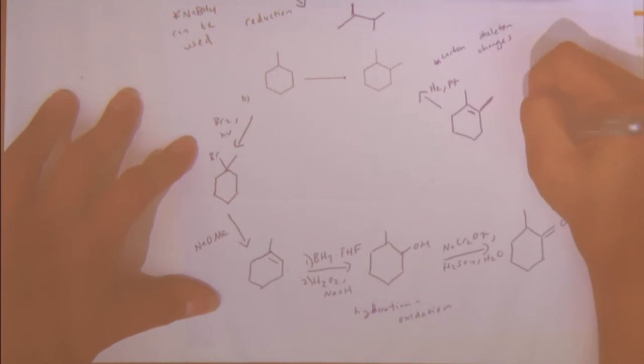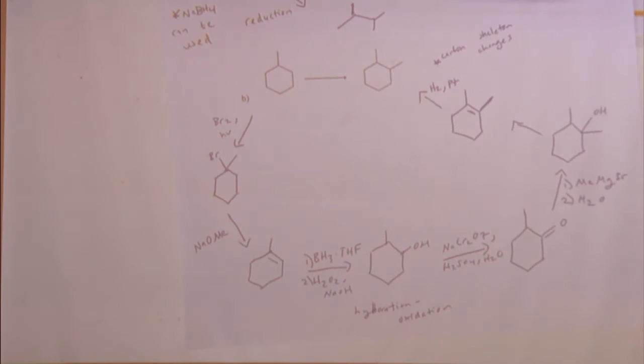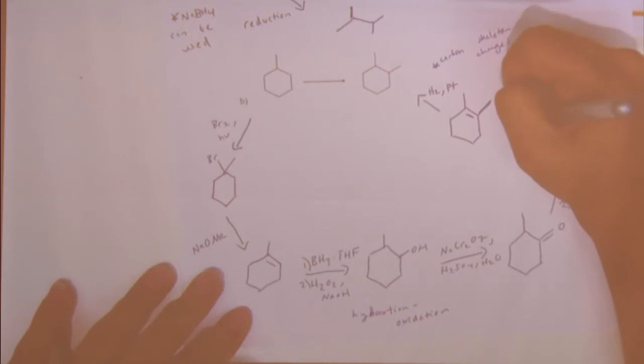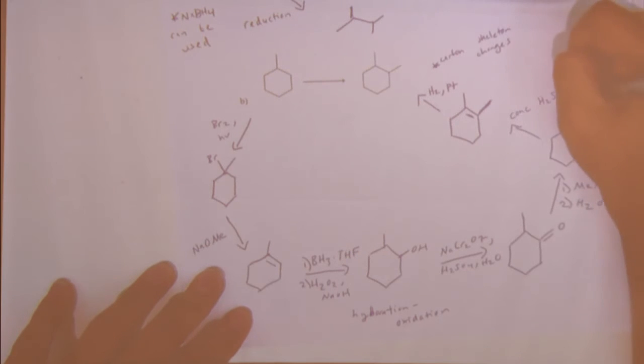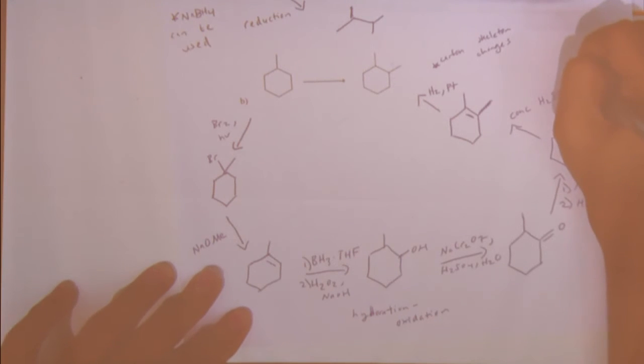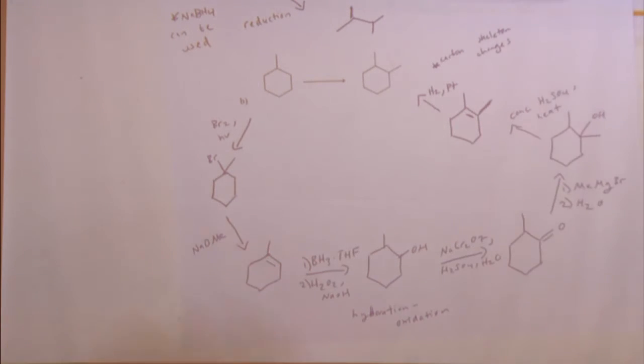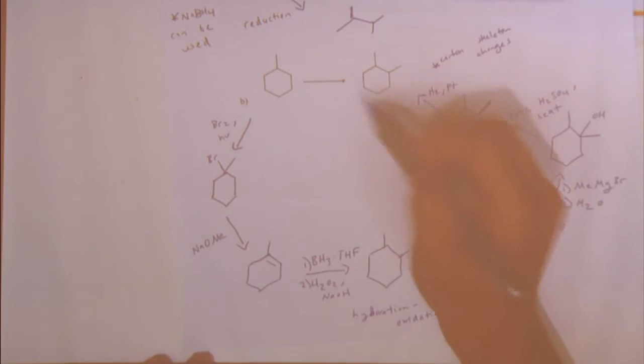And we know to get from here to here, once again, we have to do a dehydration of an alcohol, like we did in the last problem, which we could get done with concentrated sulfuric acid and heat. And we get to this end product.